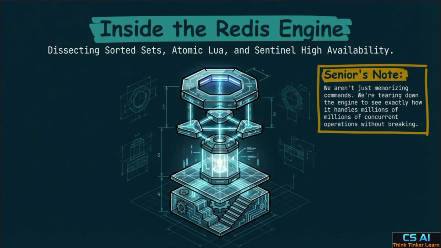Today we are dissecting the Redis engine. We aren't just looking at commands, we are tearing down how it handles millions of concurrent operations without breaking. We'll cover sorted sets, Atomic Lua scripting, and Sentinel high availability.